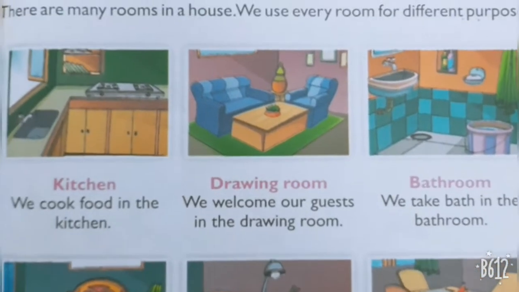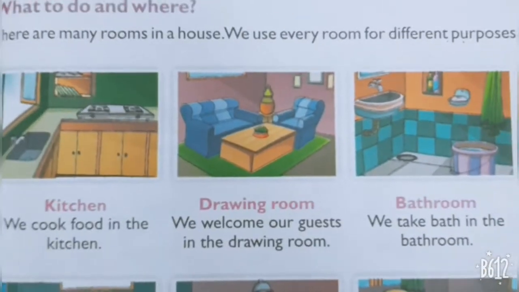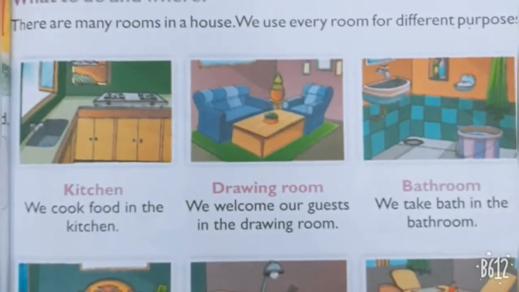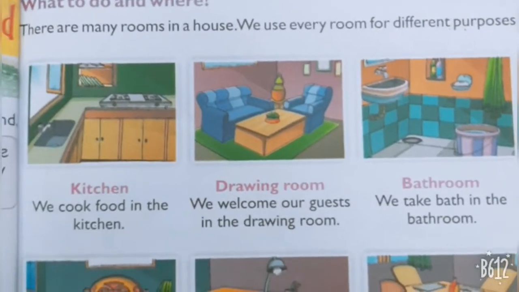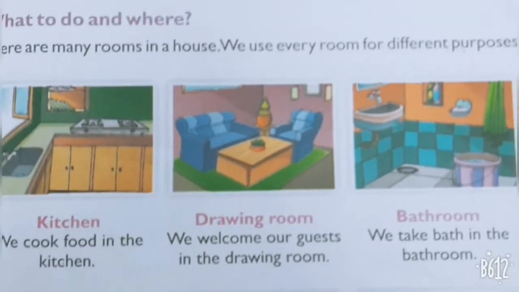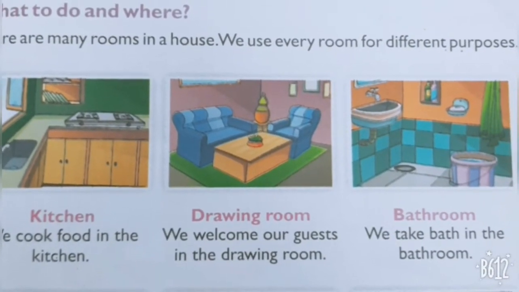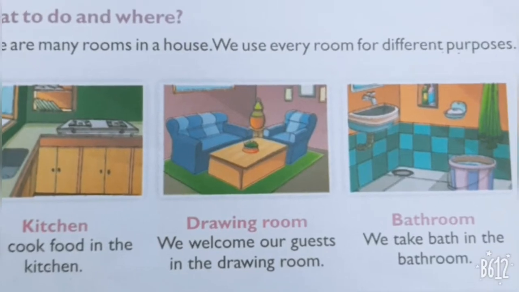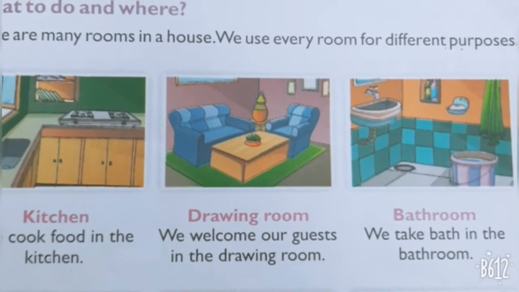Okay, number 1 is kitchen. In the kitchen, we cook food. Then drawing room. We welcome our guests in the drawing room, so we have to keep our drawing room always clean. Then come to bathroom. This is your bathroom. We take a bath in the bathroom.